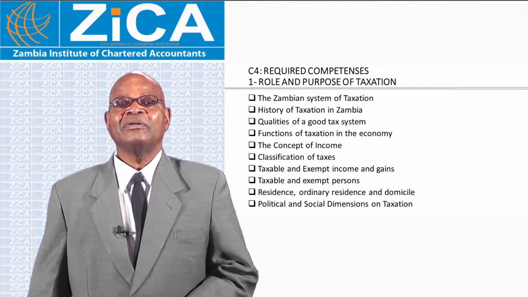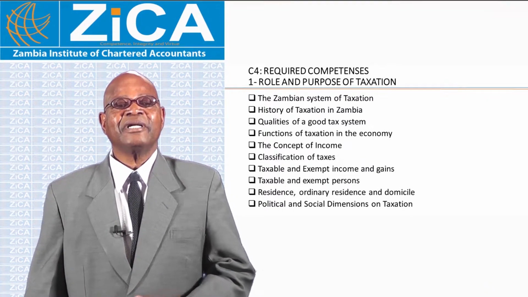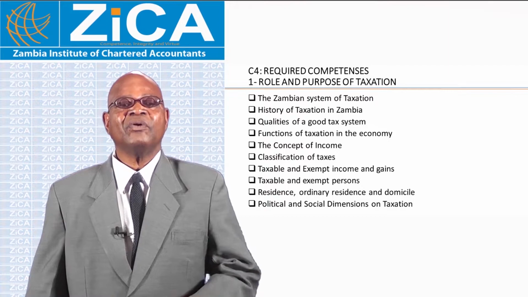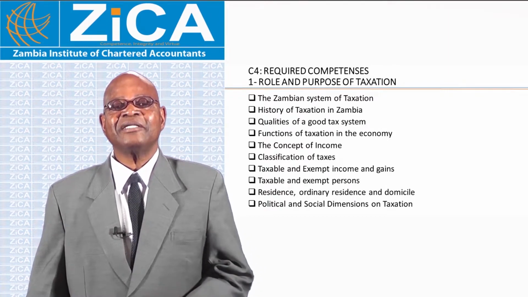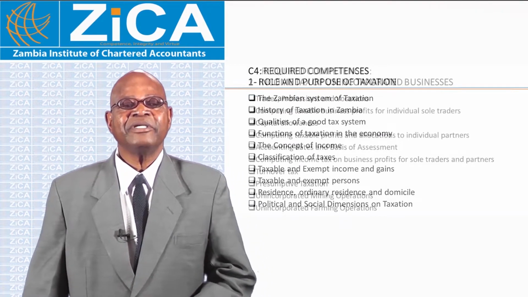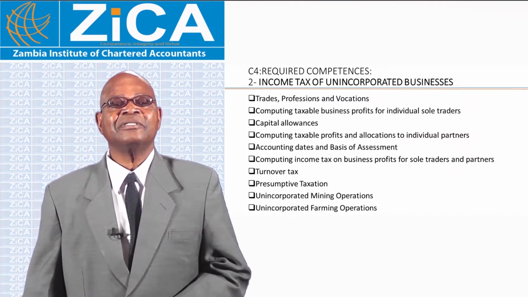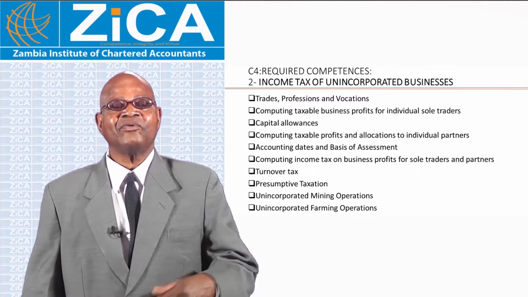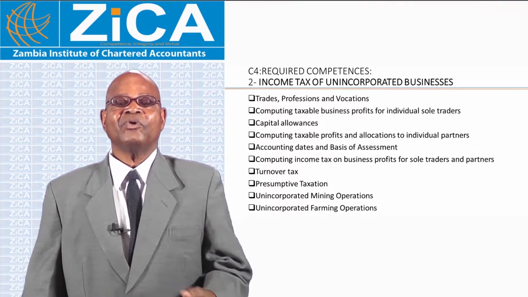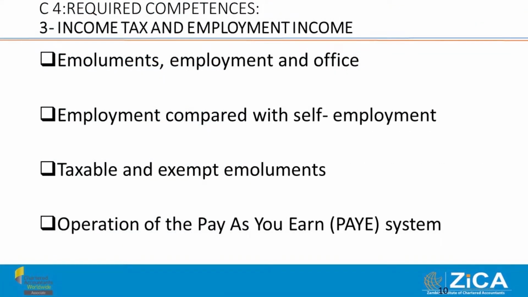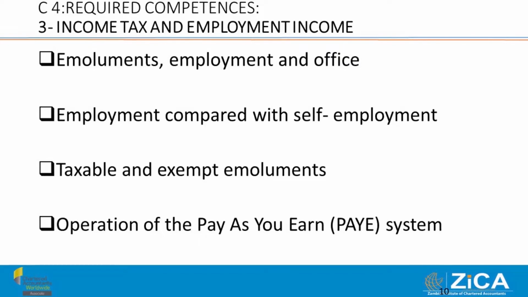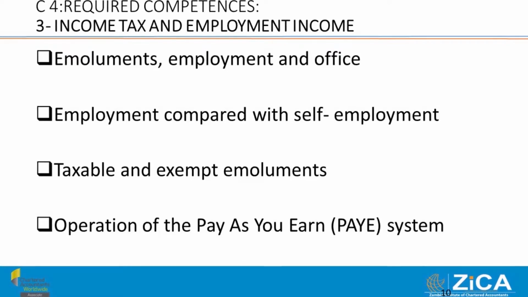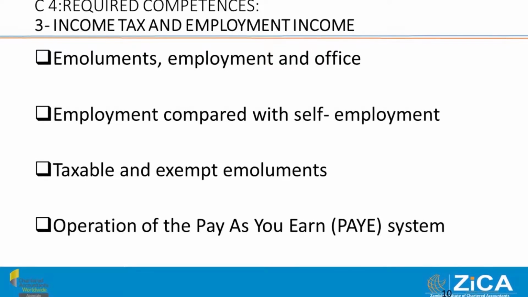Now, when it comes to the role and purpose of taxation, this would include a couple of aspects such as the classification of taxes, taxable and exempt incomes, and so on. And when it comes to income tax of unincorporated businesses, we will be looking at trades, professions, vocations, computing taxable business profits, capital allowances, accounting dates and basis of assessment, turnover tax, presumptive taxes, and so on. And when it comes to income tax and employment income, this will be looking at emoluments, which would include salaries and other allowances, employment compared to self-employment, taxable and exempt emoluments, and the operation of the pay-as-you-earn system.